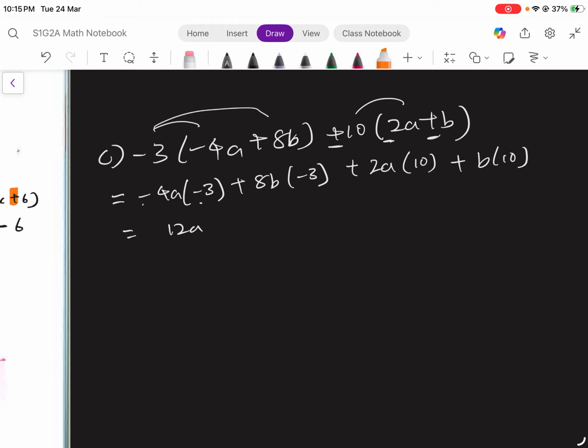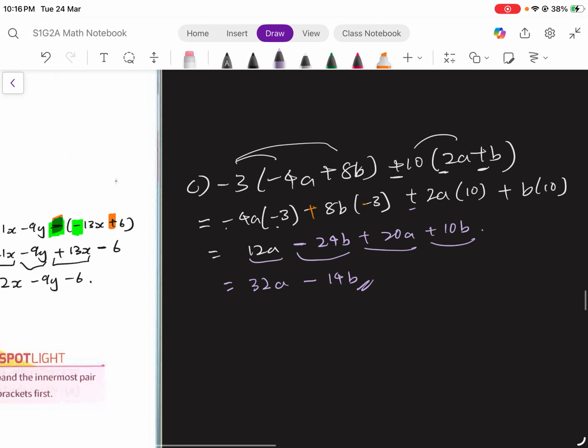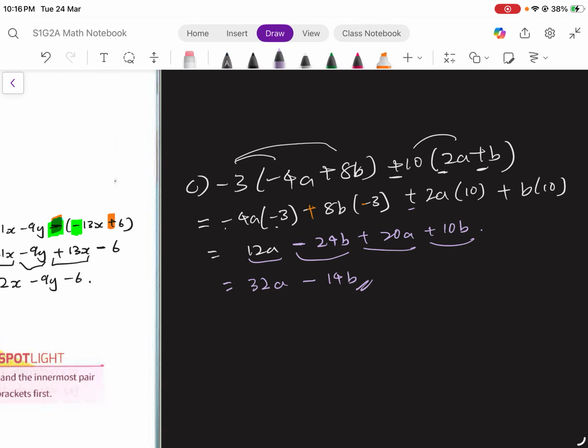Minus, plus minus will give you minus 24b. So plus 20a plus 10b. Okay, so sum together 12a, 20a, 32a minus 24 plus 10. Minus 24 plus 10 is minus 14b. Okay, so this will give you your answer. Okay, I hope this is clear.